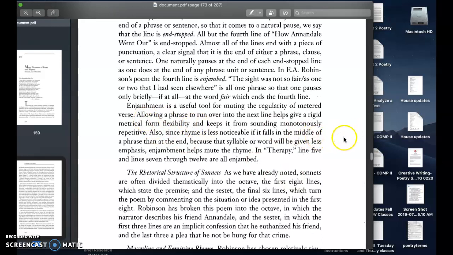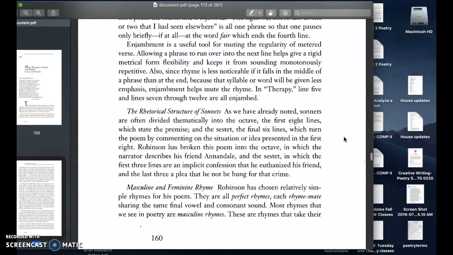Enjambment is a really cool tool for muting the regularity of metered verse, and it allows a phrase to run over into the next line and almost make it appear like it has more flow to it, and the rhyme becomes a little less noticeable.